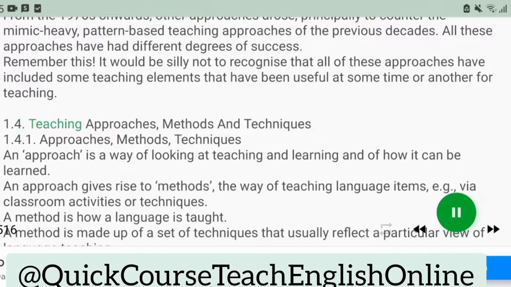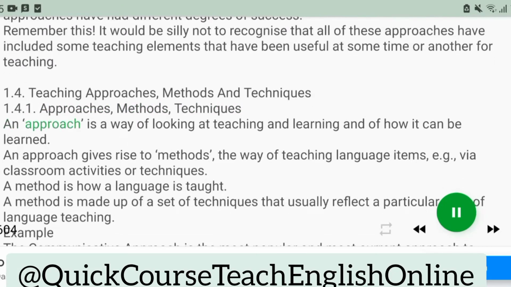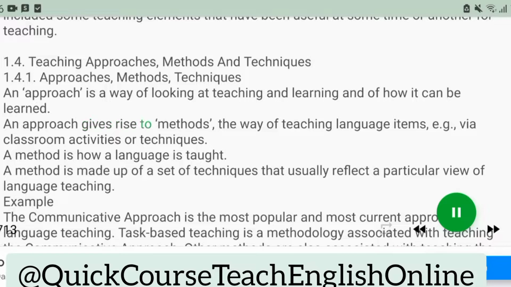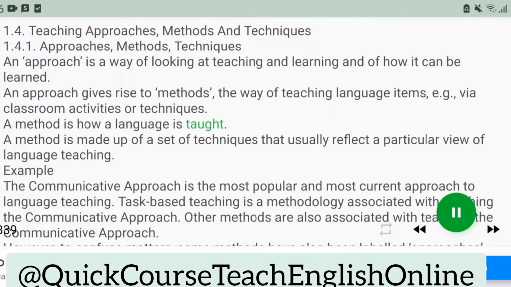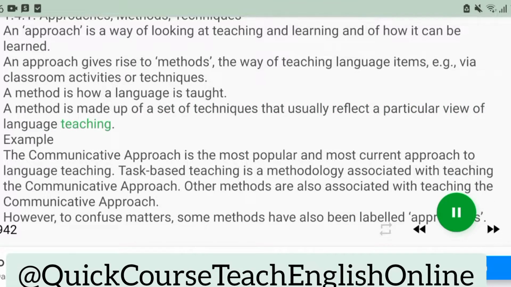1.4. Teaching approaches, methods and techniques. 1.4.1. Approaches, methods, techniques. An approach is a way of looking at teaching and learning and of how it can be learned. An approach gives rise to methods, the way of teaching language items, e.g., via classroom activities or techniques. A method is how a language is taught. A method is made up of a set of techniques that usually reflect a particular view of language teaching.